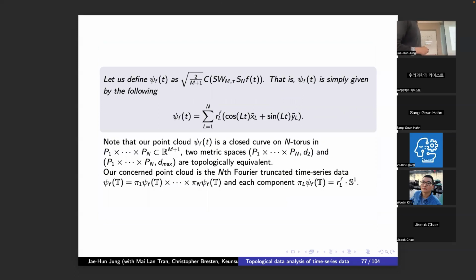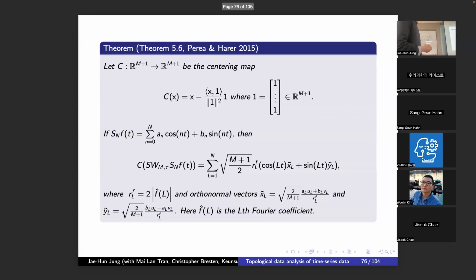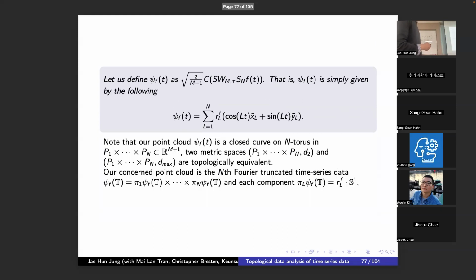Okay, so that means that this is after the centering, and this is our embedding space. This is my point cloud. They are all orthogonal, and the image is a circle, and they are defined on the n-torus with the metric D2. They are basically topologically the same.